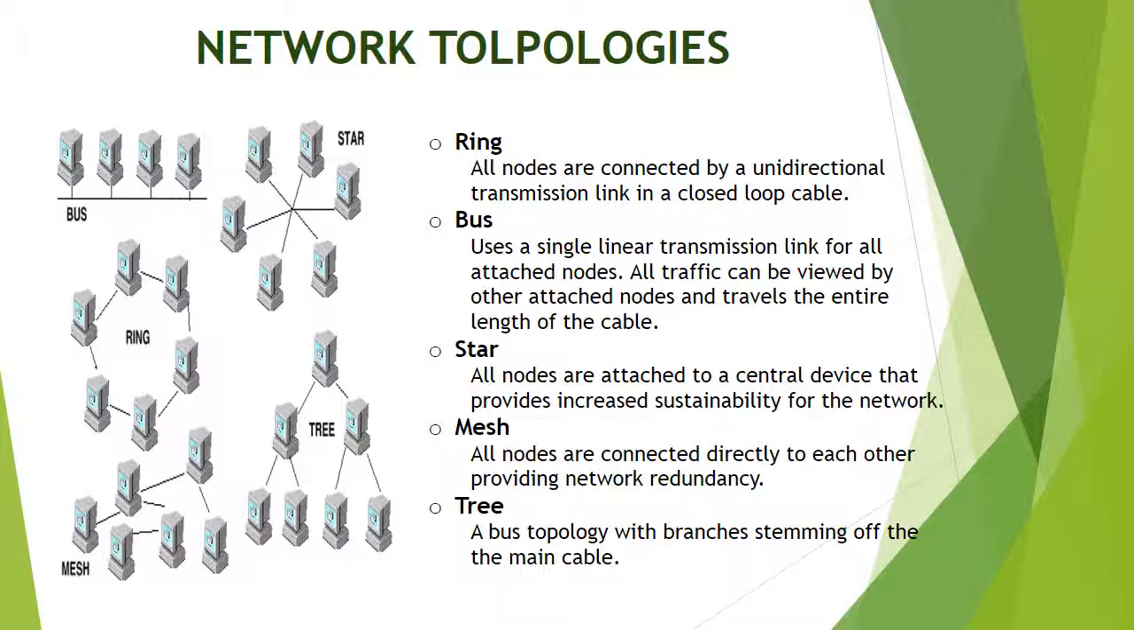Then we have a star. All nodes are attached to a central device that provides increased sustainability for the network. Then we have a mesh. All nodes are connected directly to each other, providing network redundancy. And then we have a tree, which is typically a bus topology with branches stemming off the main cable.